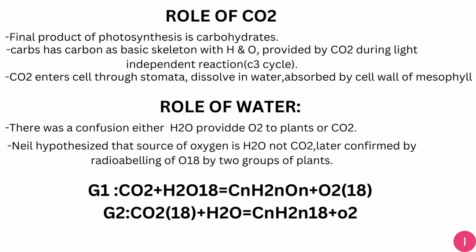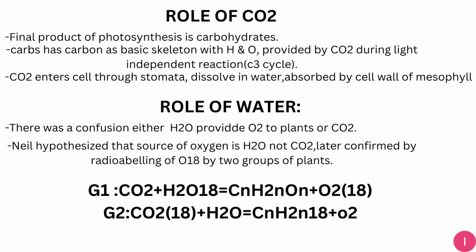Now comes the role of water. There was a confusion about whether water or CO2 provides the oxygen released by plants. There was a debate about where the oxygen of plants comes from, either from water or from carbon dioxide. Niel, a scientist, hypothesized that the source of oxygen is water, not carbon dioxide. Means the oxygen released in photosynthesis is provided by water.